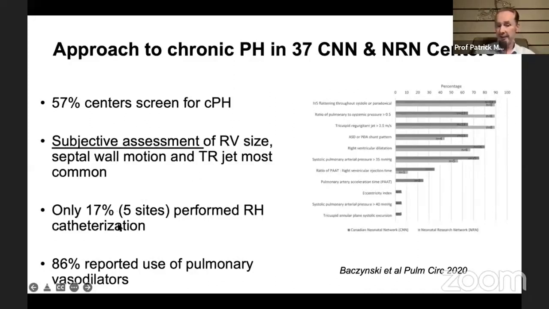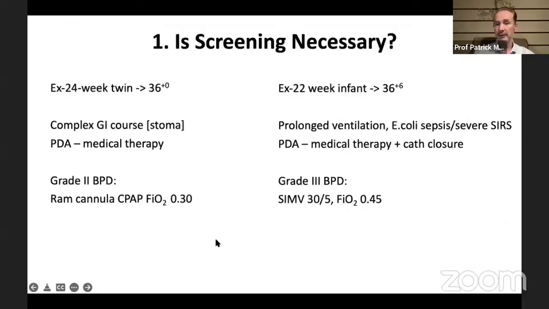Only 70% perform right heart catheterization, but up to 86% reported use of pulmonary vasodilators. So let's ask those questions. Is it of value? Well, if we look at these two babies here, the baby on the left was a 24-weeker who at 36 weeks has grade 2 BPD on CPAP with 30% oxygen. The baby on the right was a 22-weeker with grade 3 BPD who's on mechanical ventilation.